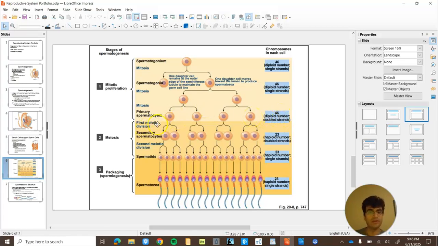Now, when we get to meiosis, so we have the first round of meiosis, and they're going to become the secondary spermatocytes, and now they are haploid. They each have one strand of the 23 chromosomes instead of a pair of 23 chromosomes, so 23 chromosomes in total instead of 46. Then they're going to undergo the second round of meiosis and become the spermatids. And after that, they're going to undergo packaging or spermiogenesis and become the sperm cells or spermatozoa.